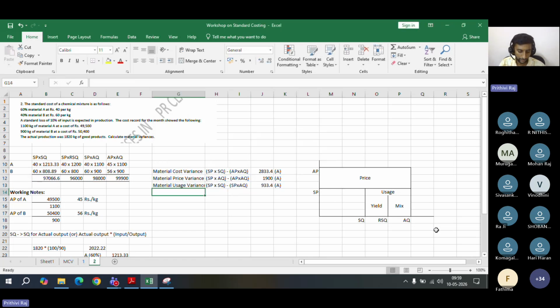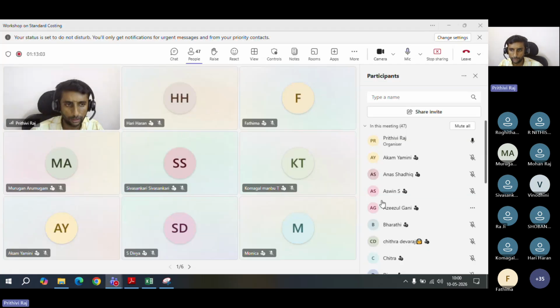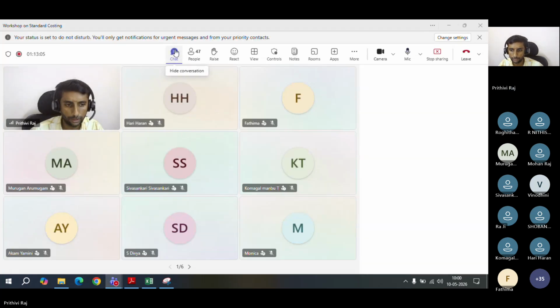Now material yield variance, also called material sub-usage variance. Just tell the formula for material yield variance now. Just put it in the chat. Let me see.